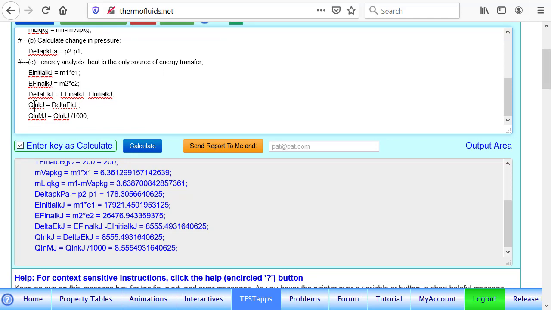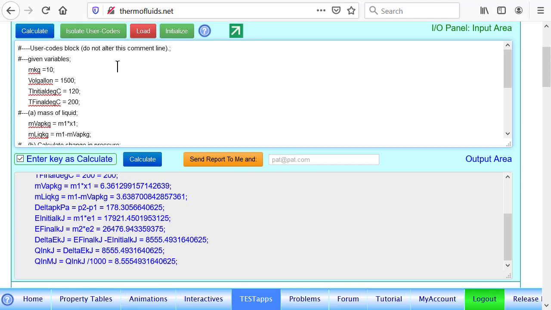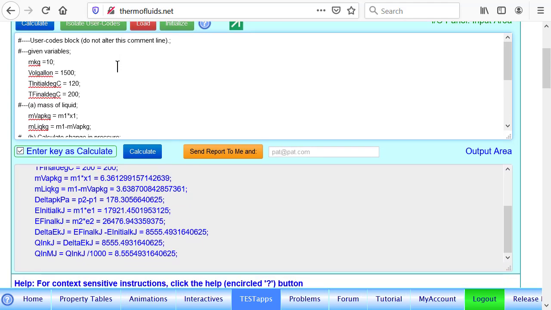Sometimes it's a nice idea to just write a comment at the end of the line. Suppose you want to say how you came to this. We know we did an energy analysis, but you can also mention the cause. You can just have a little explanation here: heat is the only way energy can increase. So now anybody reading this code can easily understand what is going on.